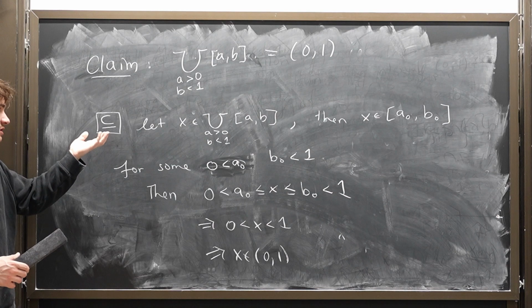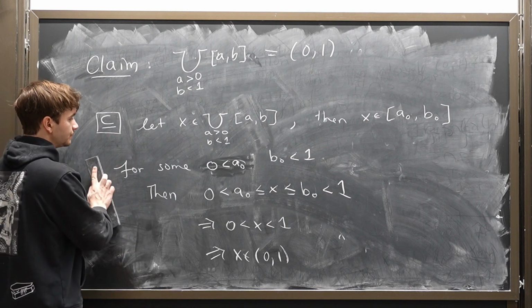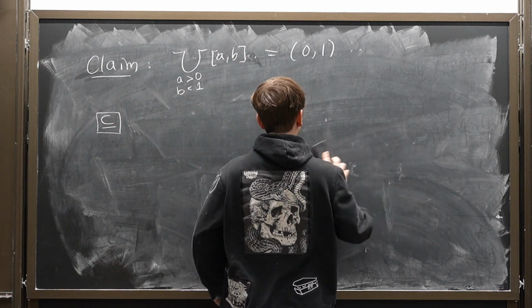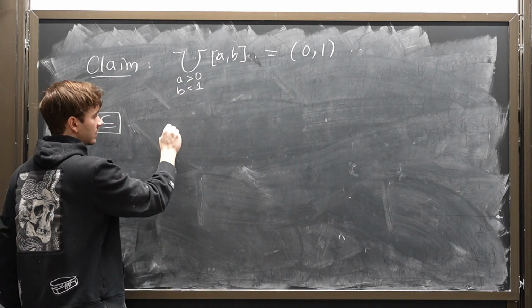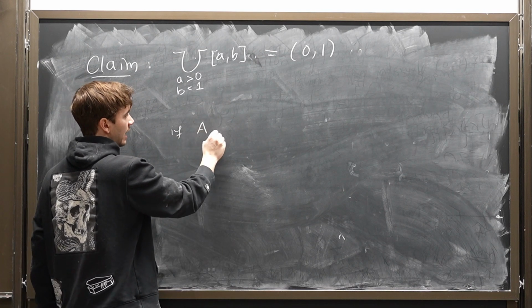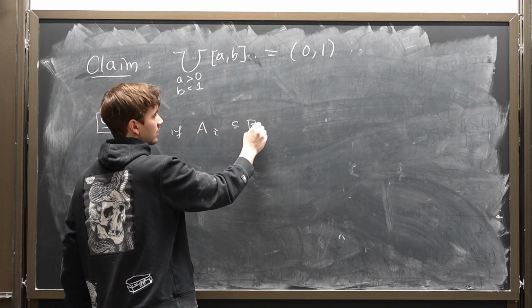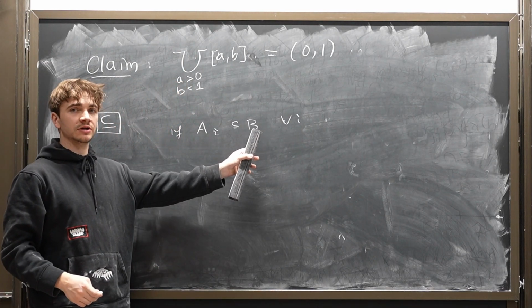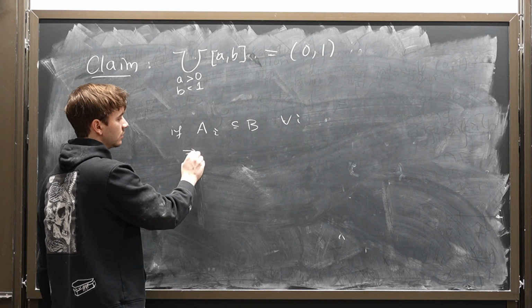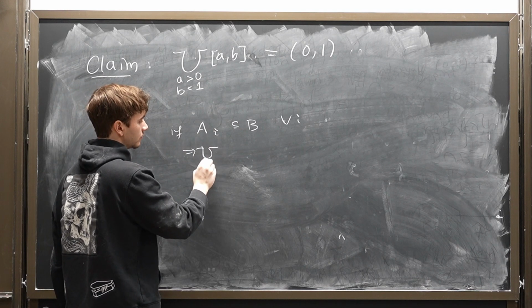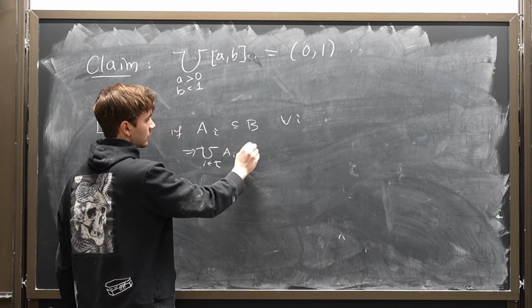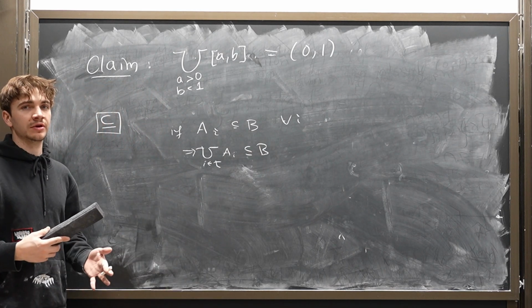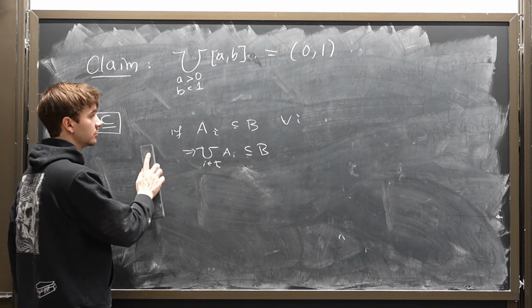Okay? And that proves this direction of the set theoretic inclusion. Now note, this argument is essentially saying that if A_i is a subset of B for all i, so if I have a bunch of sets that are subsets of B, then their union must still be contained in B. It's a much more general statement, but the proof is identical to what we just showed.